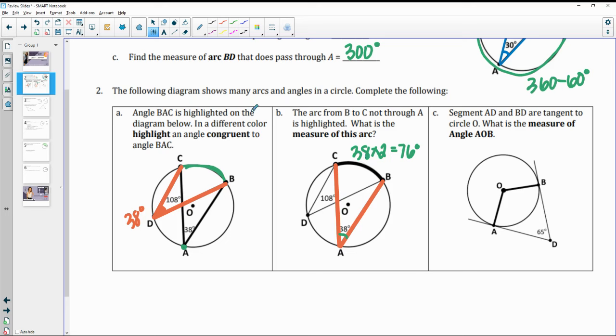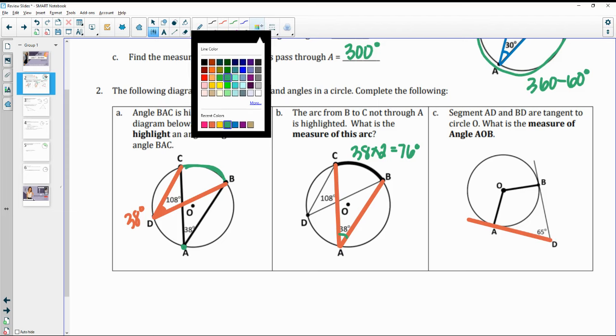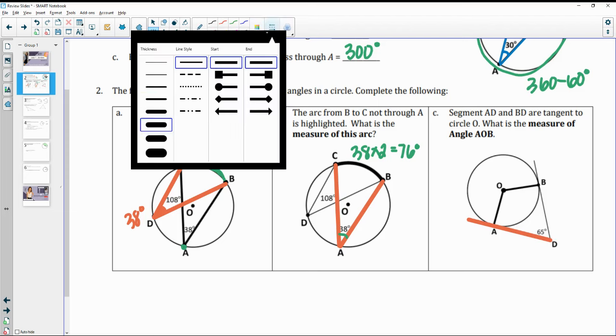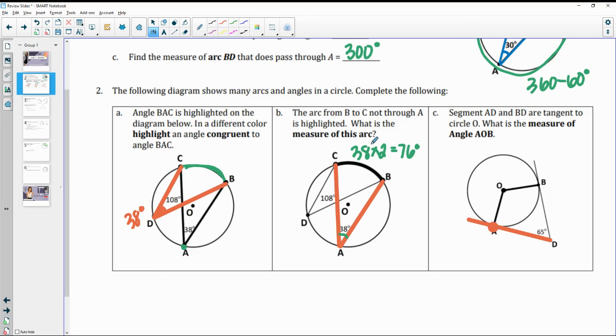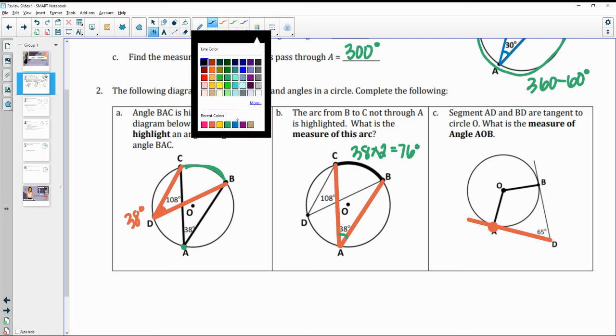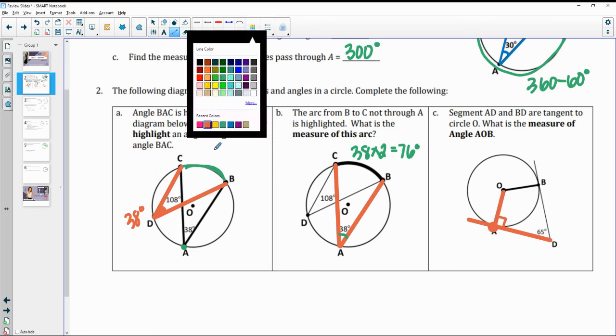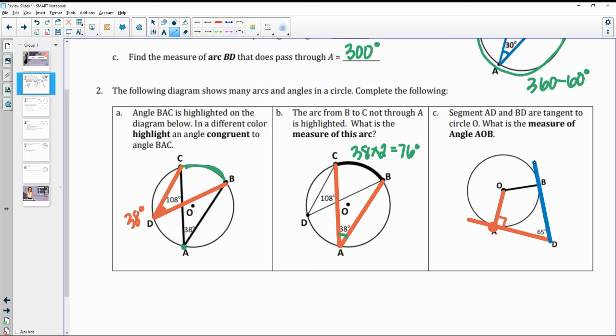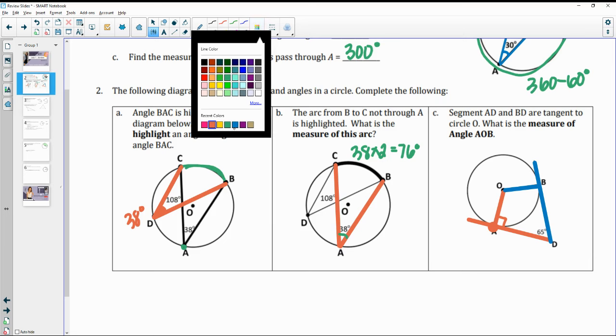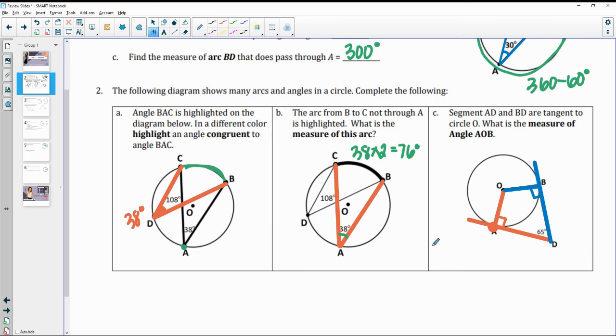Part C gives us that segment AD and BD are tangent to the circle. So tangent means that they hit exactly 1 point. And so that point we can see from this first one is A. And then we know that when we have a tangent line that touches a radius, that creates a 90-degree angle. So we know that this is 90 degrees since that's where the tangent line touches this radius AO. And then if we do the same thing on the other tangent line, so we see this tangent line hits at B and OB is a radius. So then that means that this angle here is also 90 degrees.